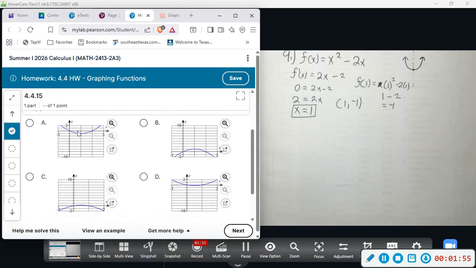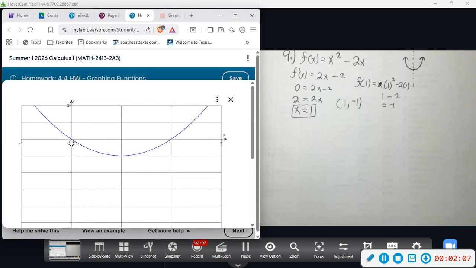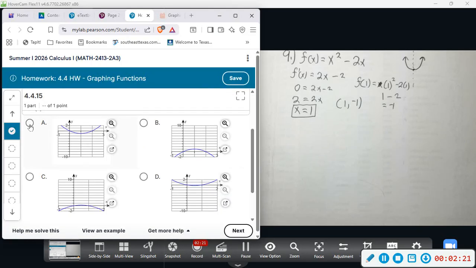So parabola that is opening up, A is, C and D are opening down, B is also opening up. Let's look at this minimum value. So this is the x or the y axis. So let's see, 1, 2, 3. So each line is counted by 1. So we go right 1 and down 1. That matches. So it looks like A is going to be our answer choice.